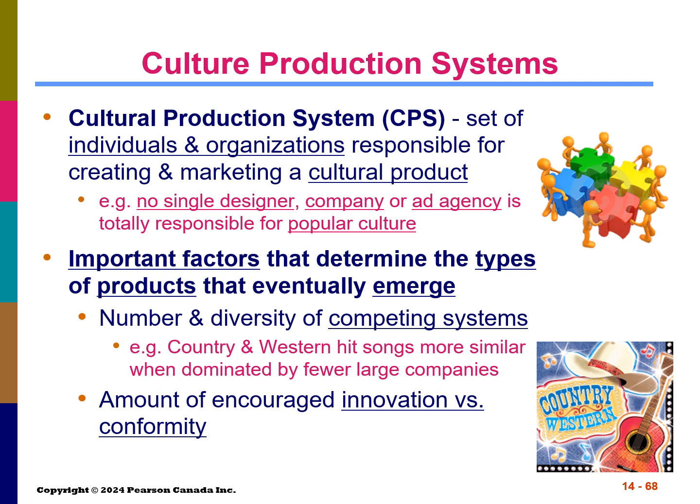Two important factors impact the types of products that emerge. First, the number and diversity of competing systems. For example, country and western hit songs are more similar when dominated by fewer large companies, and there's more variety when more producers are competing. And second, the amount of innovation that's encouraged in the industry. This also has an impact on the types of products that emerge.